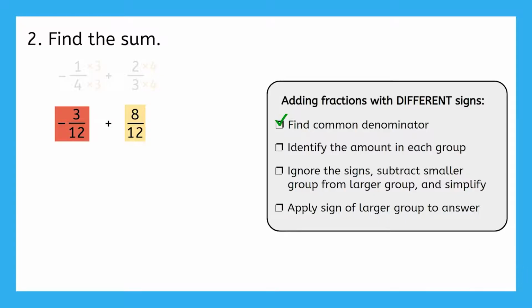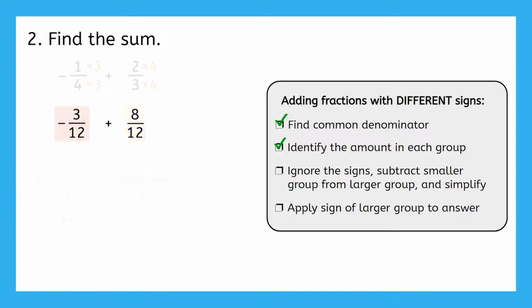First, let's identify the amount of positives and negatives we're starting with. We have 3/12 in the negative group and 8/12 in the positive group. Which group is larger? This is easy since we already found a common denominator. 8/12 is larger, so we're starting with more positives.